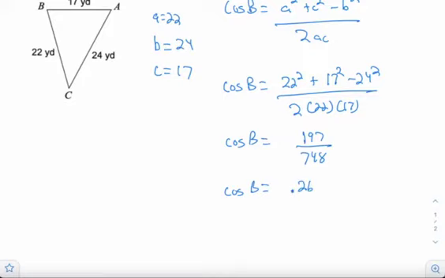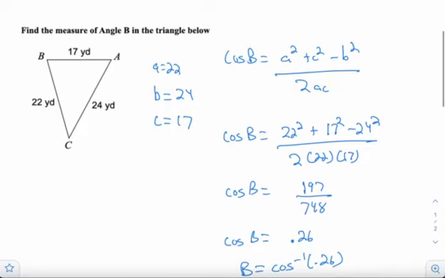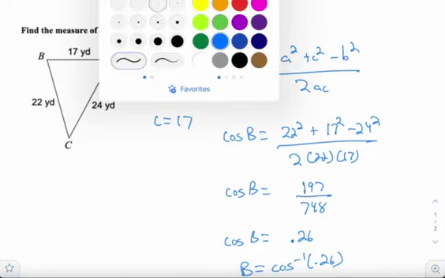I'm going to put this into a decimal because I think it's simple to put into the calculator. Now to get angle B, B is the cosine inverse of 0.26. It wasn't in the directions, but if you don't have any direction, you can just round to one decimal place. So 74.9 degrees is angle B.